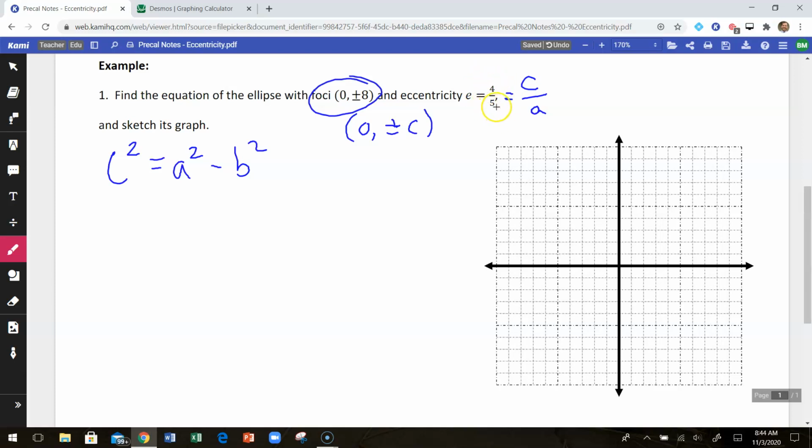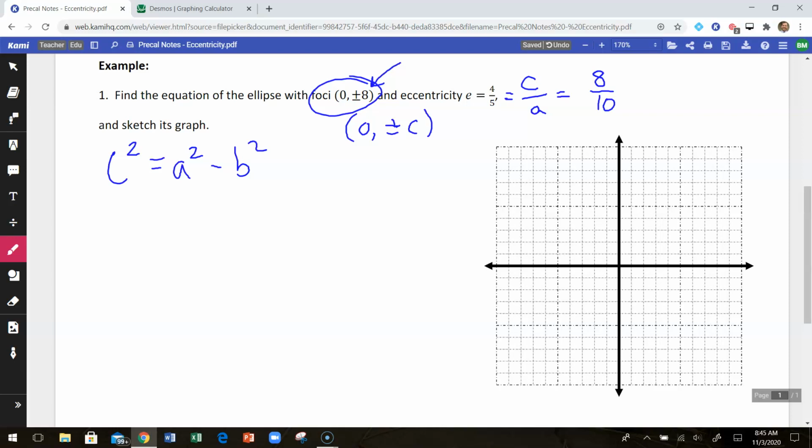So instead of thinking of this as 4 over 5, I'm going to think of this. I know that c is actually 8 because of my coordinates of my foci here. So I actually know that it's 8 over 10 instead of 4 over 5. Okay, it's the same fraction, it's just been reduced. Alright, so if our eccentricity is 4 over 5, I know the c value is actually 8. I'm going to think of it as 8 over 10.